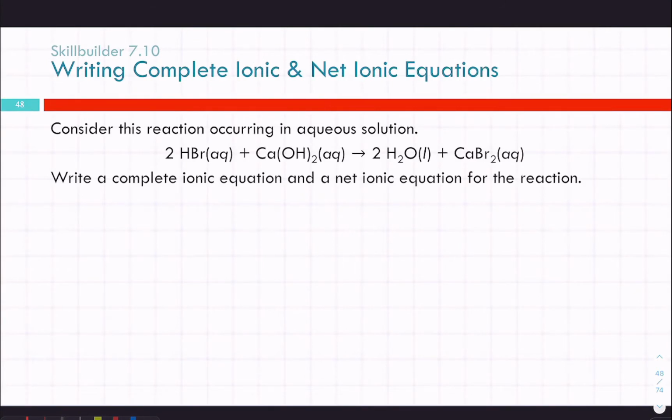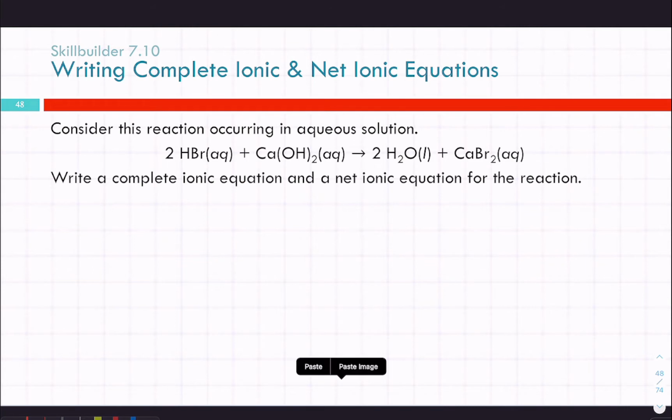So if we have this reaction of hydrobromic acid with calcium hydroxide forming water and calcium bromide, let's write a complete ionic equation and a net ionic equation for the reaction. So this is sort of the reverse of what we did when we went from the names to the ions. We're now just going to go from these symbols to ions, being careful to note which ones are solids or liquids or gases. Those are the only ones that don't get dissociated into ions.